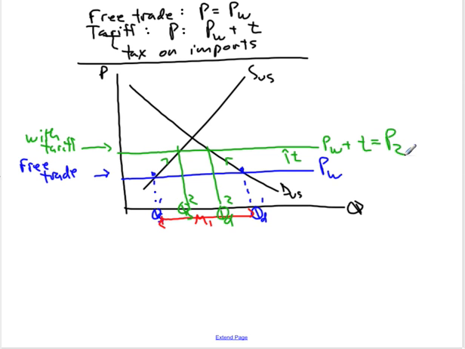Our original price was the world price. So, what's happening? Well, there'll still be imports, but there won't be as many imports. That's the new level of imports. And what else has happened? Well, we see some interesting things. Let's label some points here.